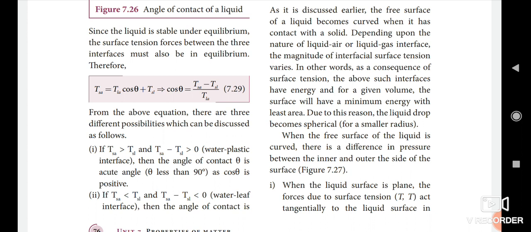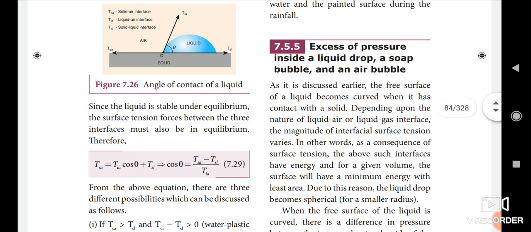In second case, the TSA minus TSL is less than 0. Here the interface is water leaf interface. The angle of contact is obtuse angle. Obtuse angle means less than 180 degrees and greater than 90 degrees. Here the value will be greater than 90 degrees, so the cos theta value will be negative.